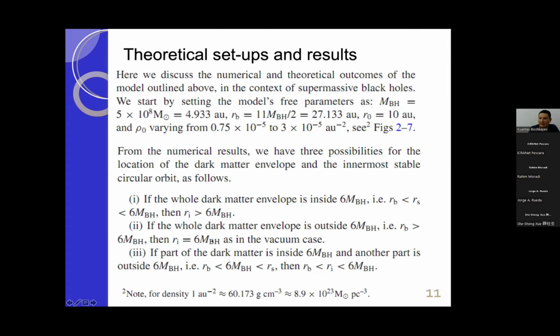But this case is also not interesting for us. And in the third case, we placed a part of the dark matter distribution inside the black hole mass and another part outside 6 black hole masses. It turned out that the ISCO radius in this case will be smaller than 6 black hole masses. And this is exactly what we were looking for, because the smaller the ISCO, the larger the luminosity and the flux of the accretion disk.